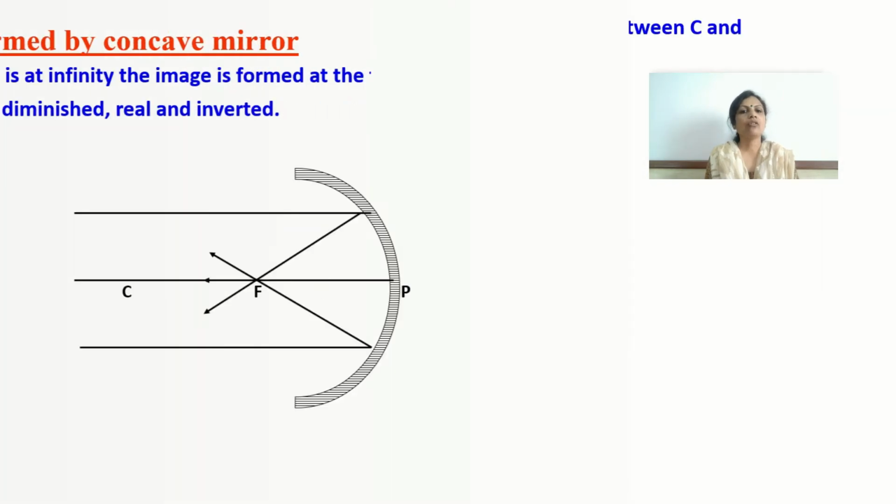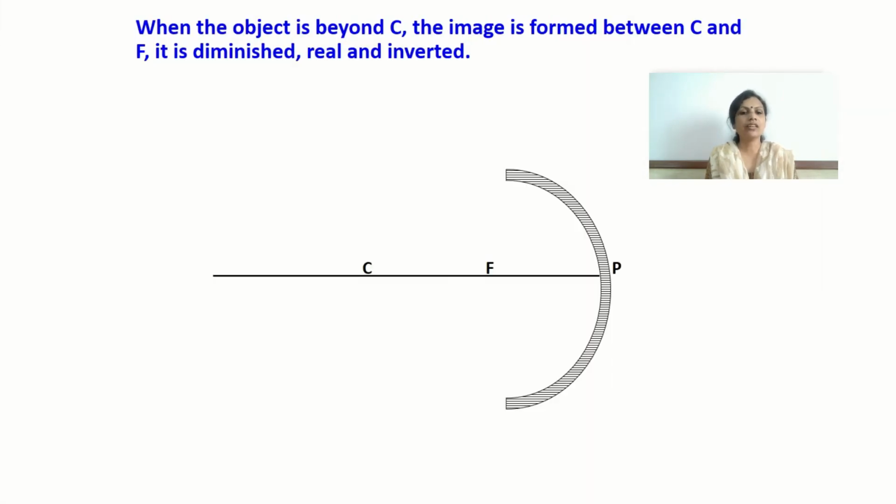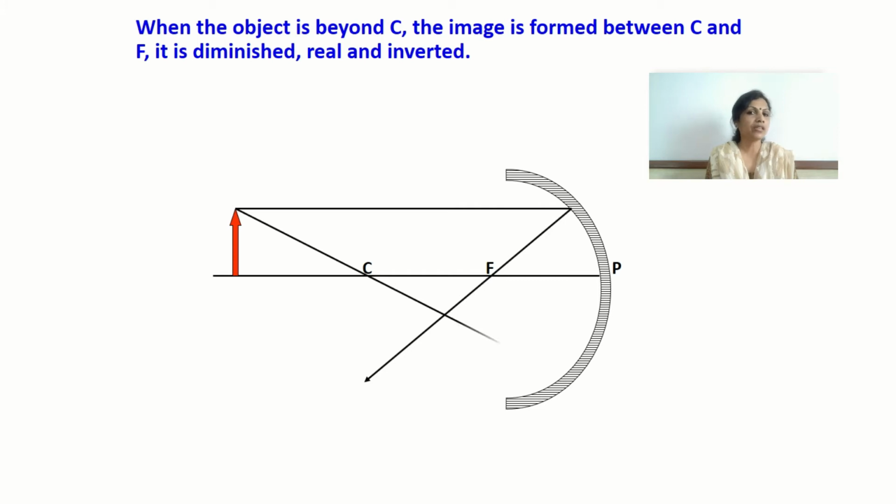Second position of the object is beyond center of curvature. Have a look at this. If the object is placed beyond center of curvature, we will make use of the two rays. The first ray parallel to principal axis, and as I told, after reflection it will always pass from focus F. The second ray we will use, which passes through center of curvature, and after reflection it retraces the same path, and the place where both the rays meet each other, at that place we get the image.